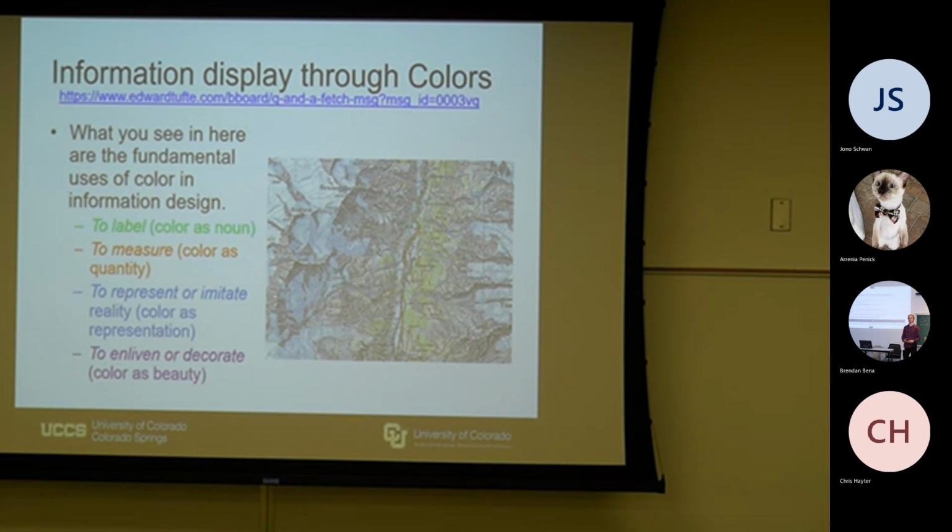Ideas not only guide work, but also help defend our designs by providing reasons for choices against arbitrary taste preferences. So what you see in here are the fundamental uses of color in information design, which is to label, to measure, to represent, and to limit.